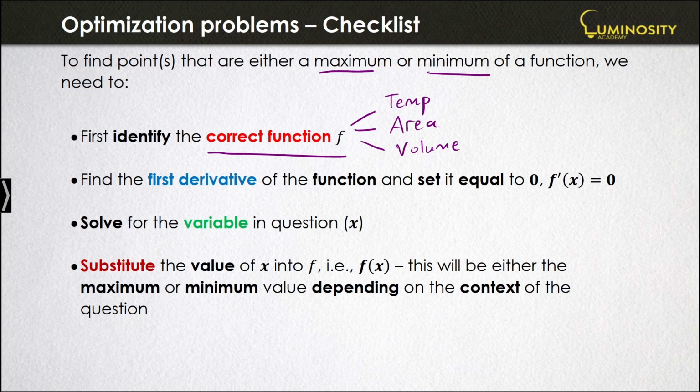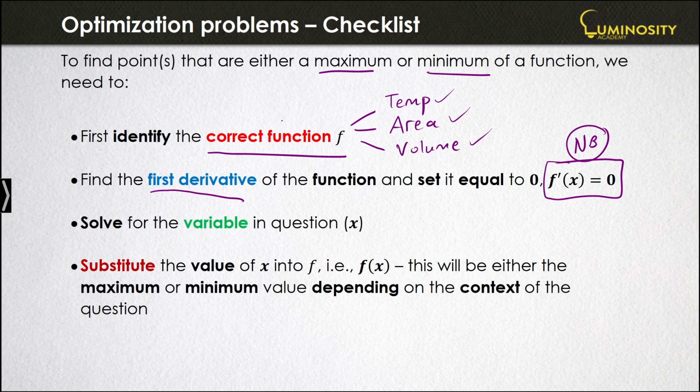Once you have that correct function f, which you know will be the correct one because you either want to maximize or minimize things like temperature or area or volume, the next step is to calculate the first derivative and then set it equal to 0. So f prime x equals 0. That is your important part. Only once you have the correct function f based on the context, then set that first derivative equal to 0.